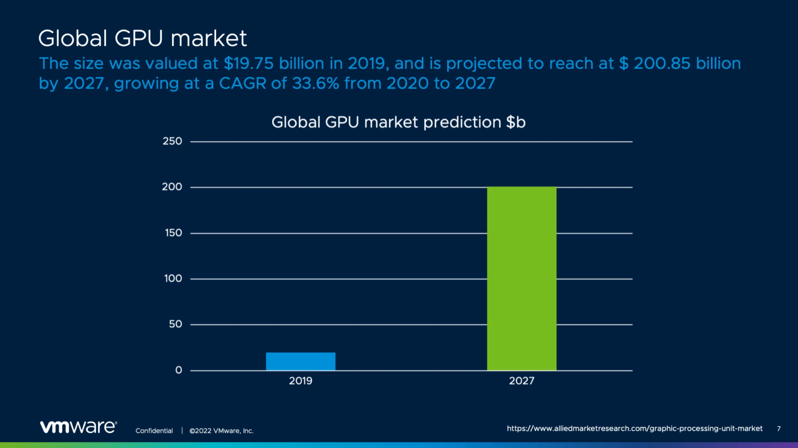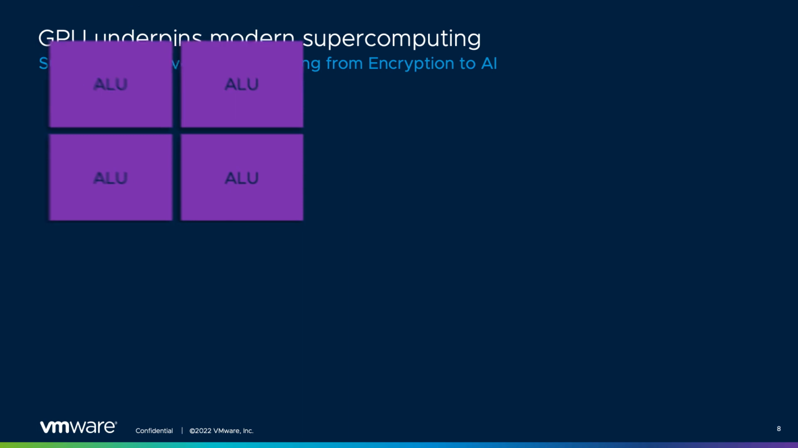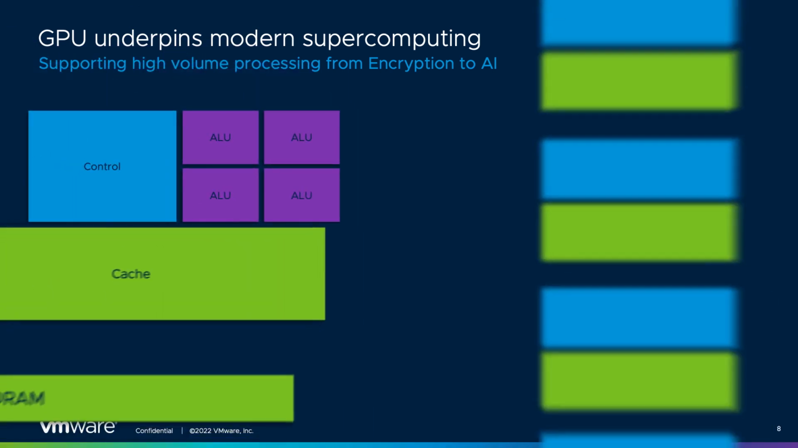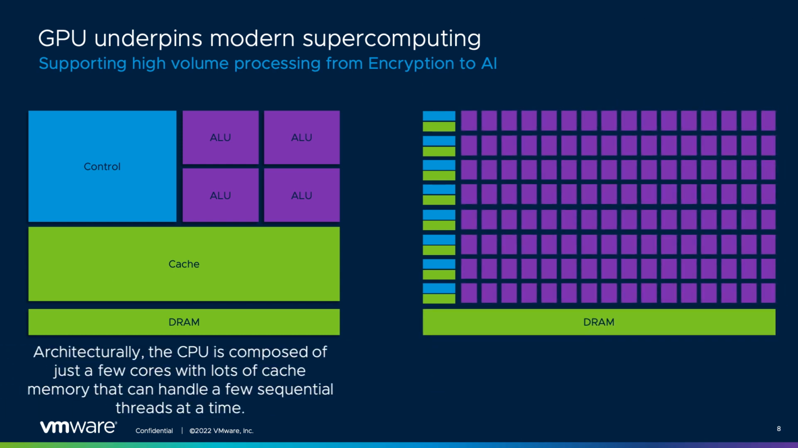Still, it's now vital in the data center and highly relevant to sovereign clouds and other situations where data must remain resident in country. These images highlight the main differences between the CPU on the left and the GPU on the right. The CPU is composed of just a few core arithmetic logic units, ALUs, with lots of cache memory that can handle a few sequential threads at a time. They are concurrency limited and need to queue more work in cache for processing.